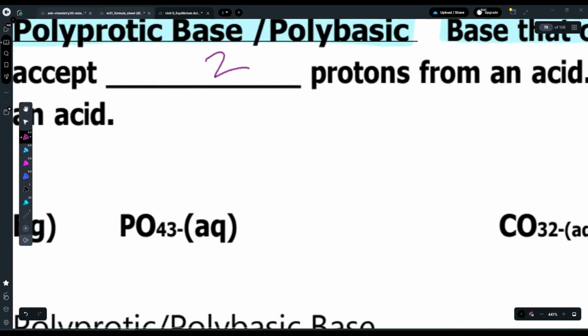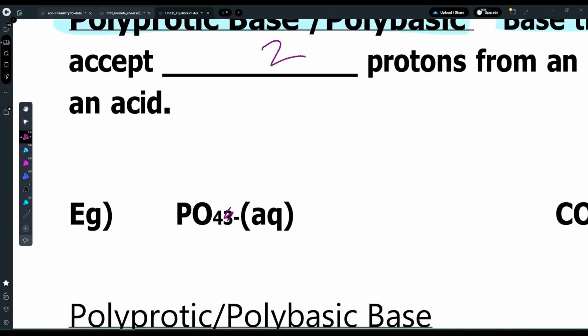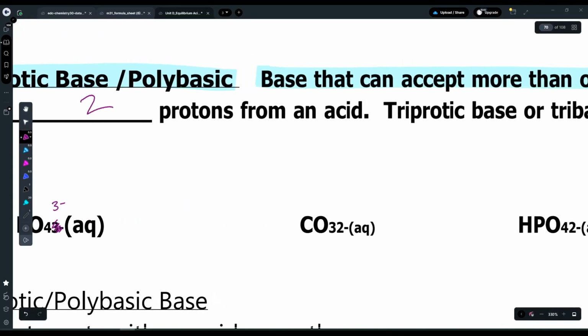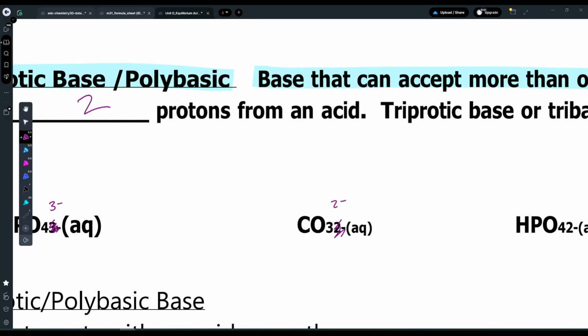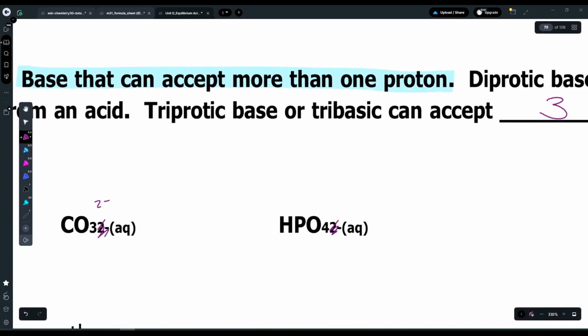Okay, I'm just going to make some adjustments to our examples here. The 3- should be superscript because it's the charge. Same with the 2- for the carbonate ion, and the 2- for the hydrogen phosphate ion.